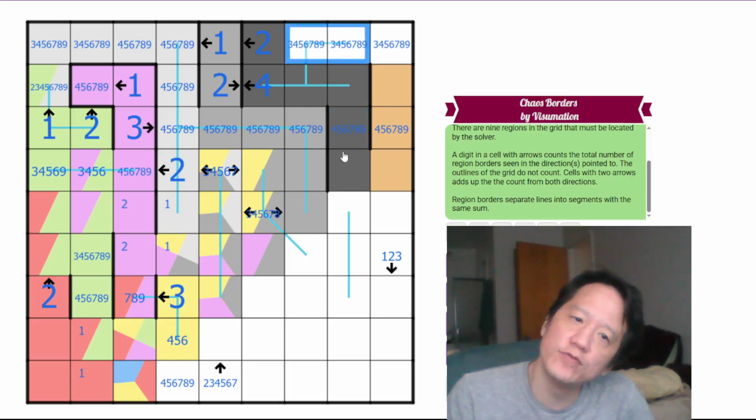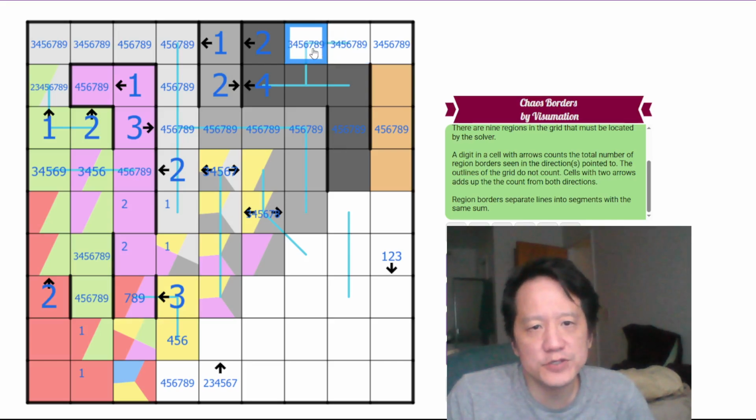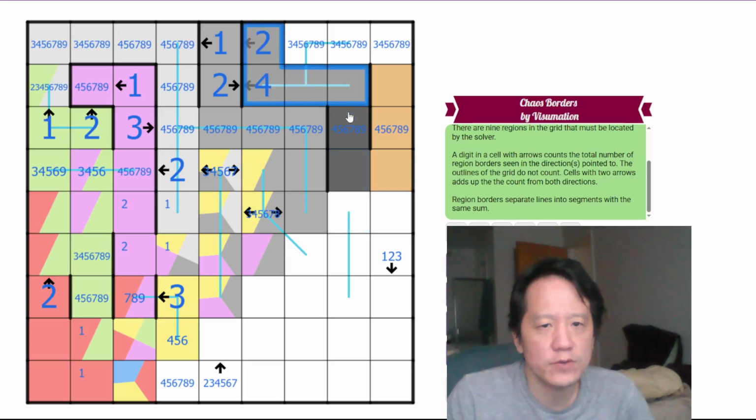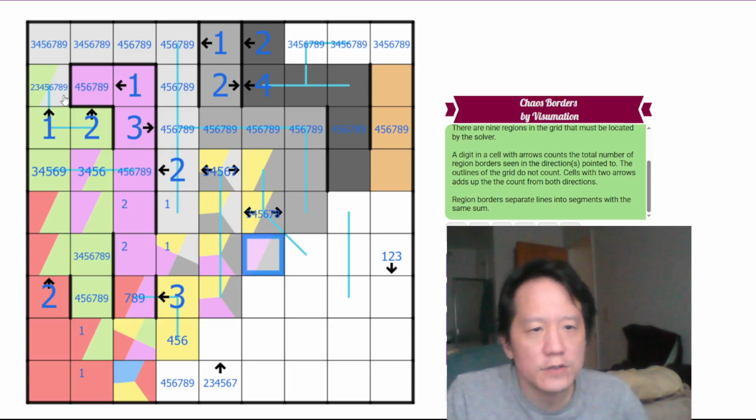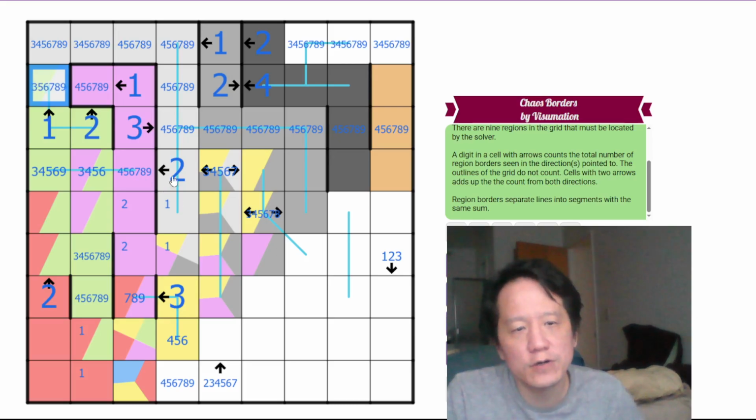Either both of these would have to be the same region no matter what. So 1, 2, 3, 4, 5, 6. This could not be 2 or 4 here.